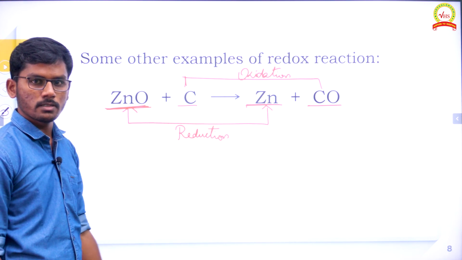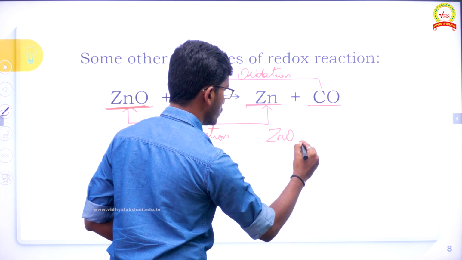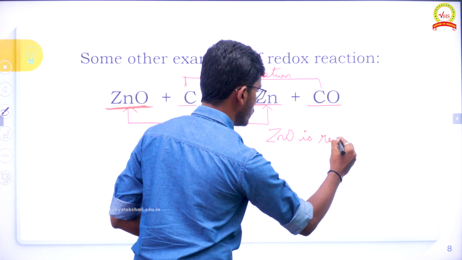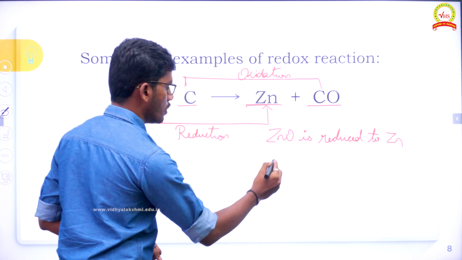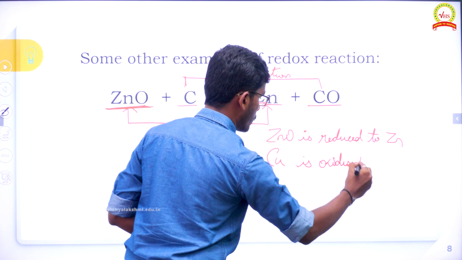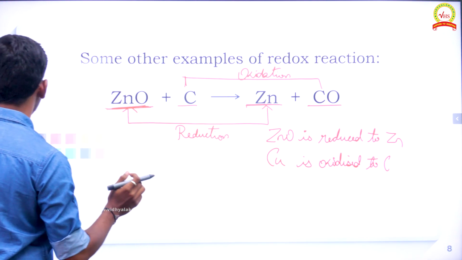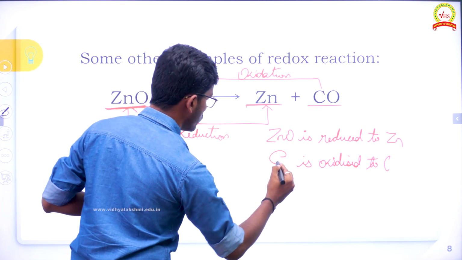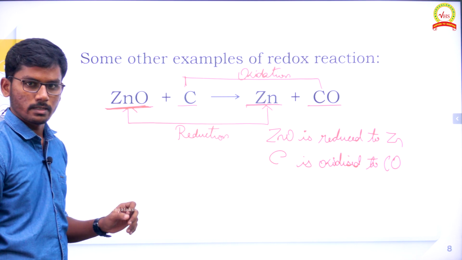Now we have found out which is oxidation and which is reduction. How can we represent it in sentences? Let us try it. Is zinc oxide oxidized or reduced? Yes, it is reduced. Zinc oxide is reduced to zinc. In the same way, carbon is oxidized to carbon monoxide. This is how we have to represent it in sentences.